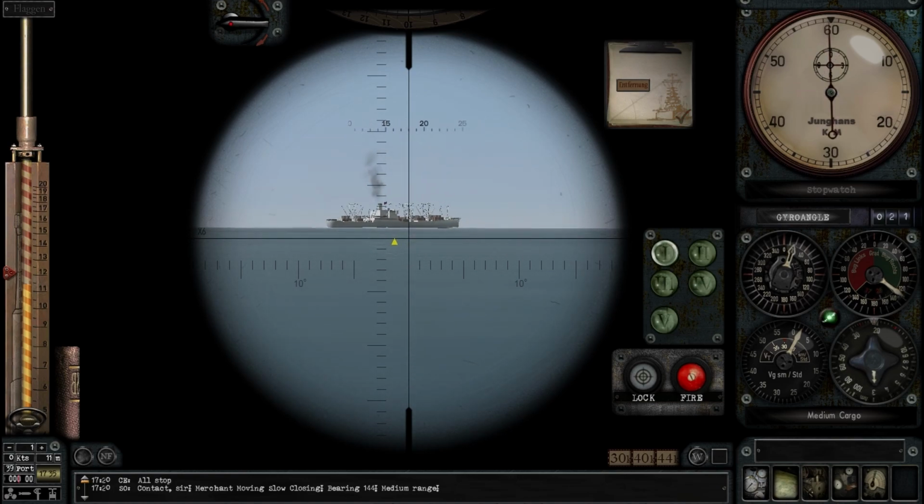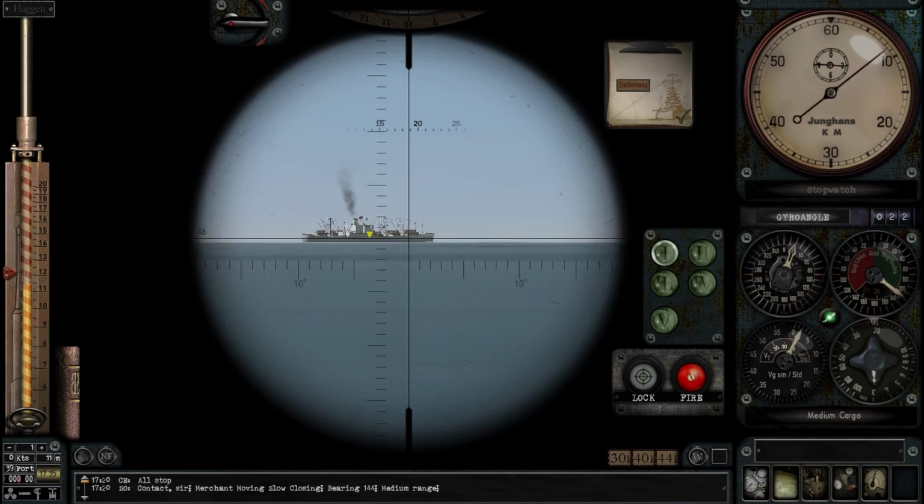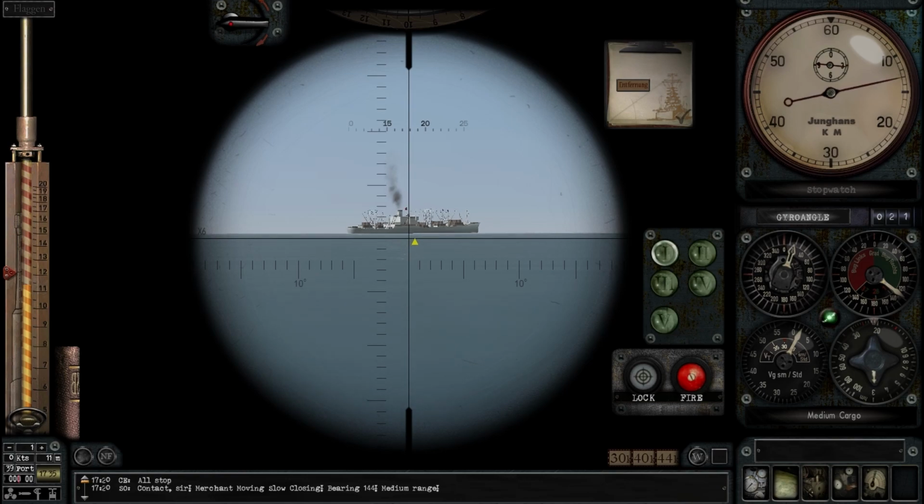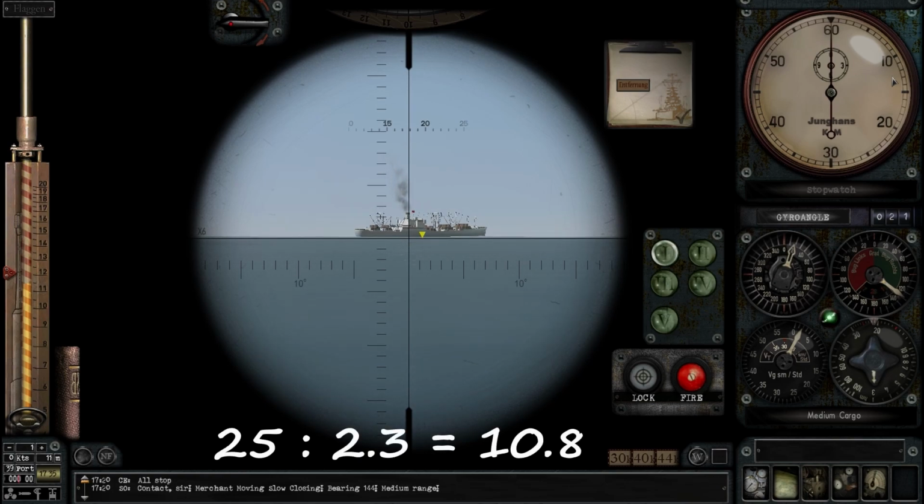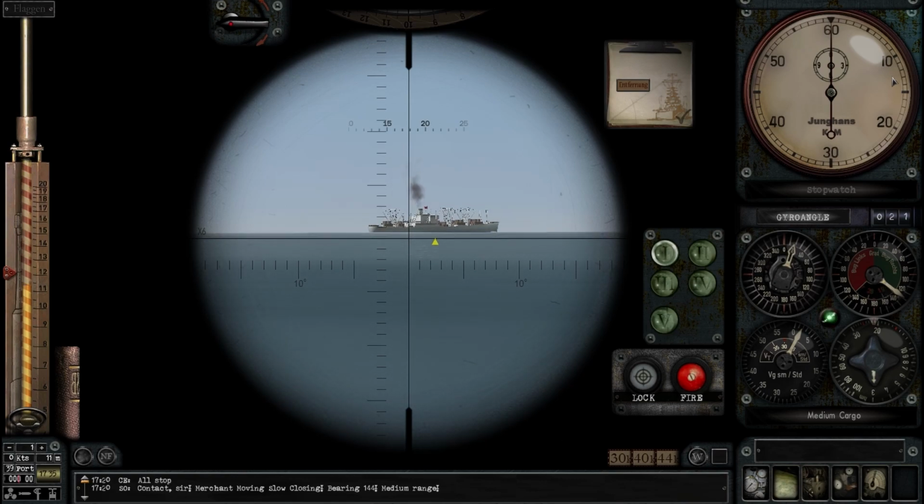Okay, so let's have a look at the tick marks. It's almost 2 tick marks, possibly 2.3. And the bearing, it looks like it's going to be 18. So let's work with 18 and 2.3 tick marks. So 25 divided by 2.3 equals 10.8, so essentially an 11, although let's actually leave it as a 10.8.